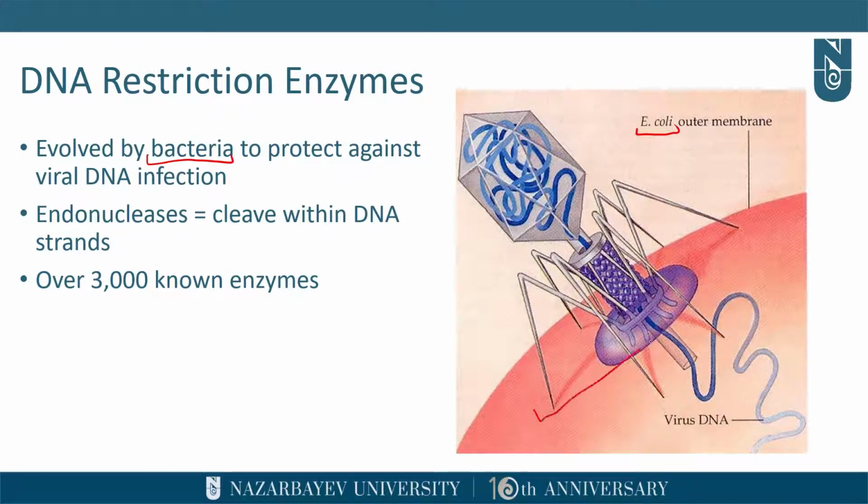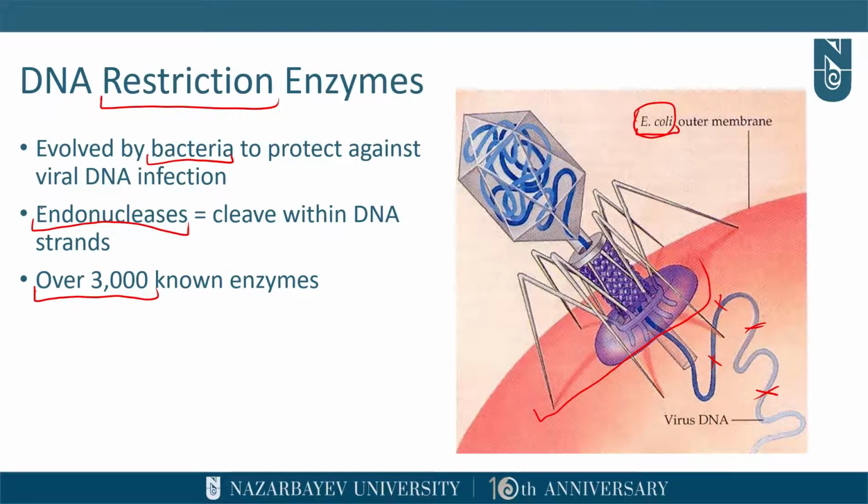So here we have bacteriophage, and this bacteriophage injects the DNA. So through this injection, the viral DNA gets into the cell, but if the bacterium has already started the production of restriction enzymes or endonucleases, this viral DNA will be cut in different places, and in this way the bacterium is saved from the invasion. For now, we have over 3,000 known enzymes working as the restrictases.